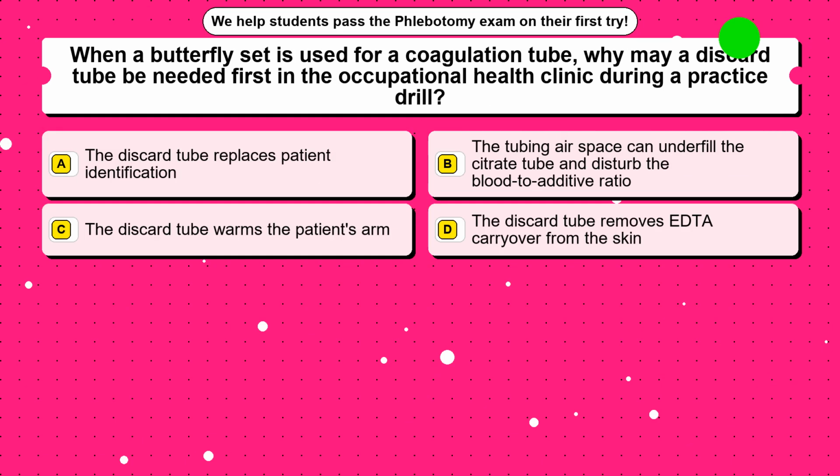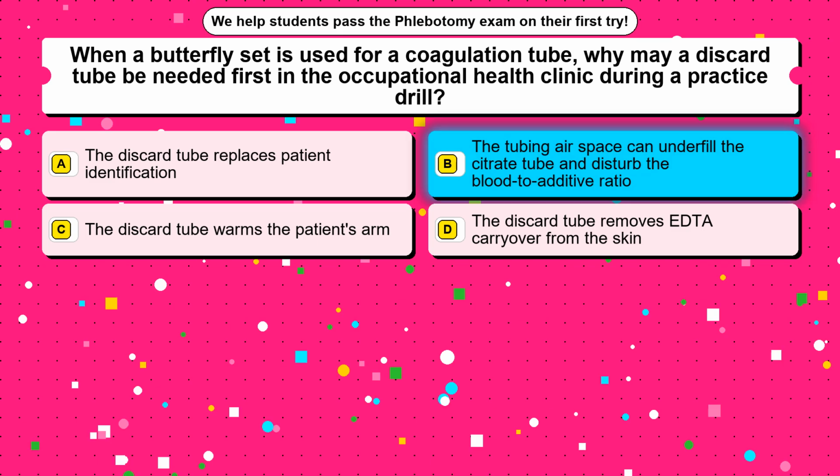Question 29. When a butterfly set is used for a coagulation tube, why may a discard tube be needed first in the occupational health clinic during a practice drill? Option A. The discard tube replaces patient identification. Option B. The tubing airspace can underfill the citrate tube and disturb the blood to additive ratio. Option C. The discard tube warms the patient's arm. Option D. The discard tube removes EDTA carryover from the skin. The correct answer is option B.